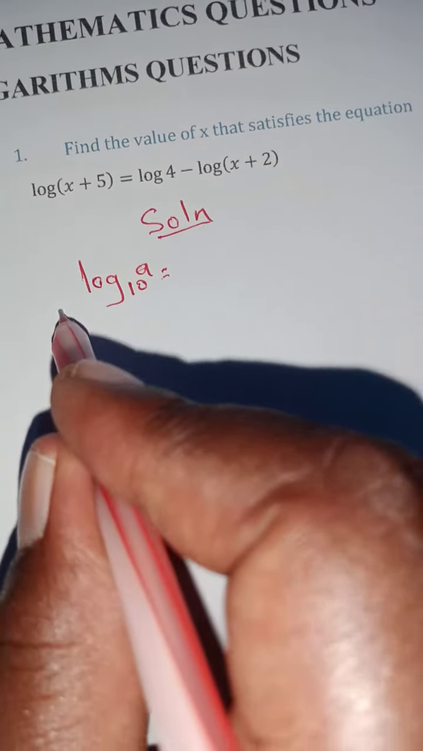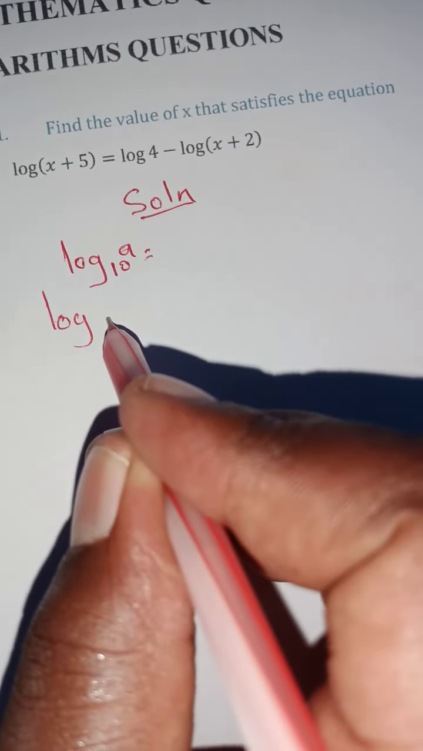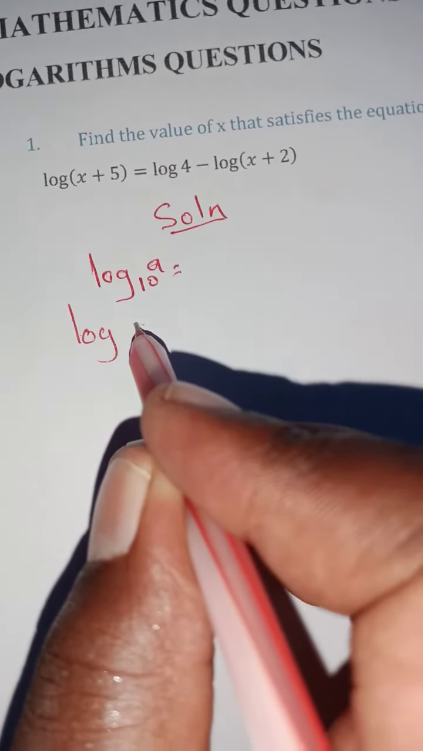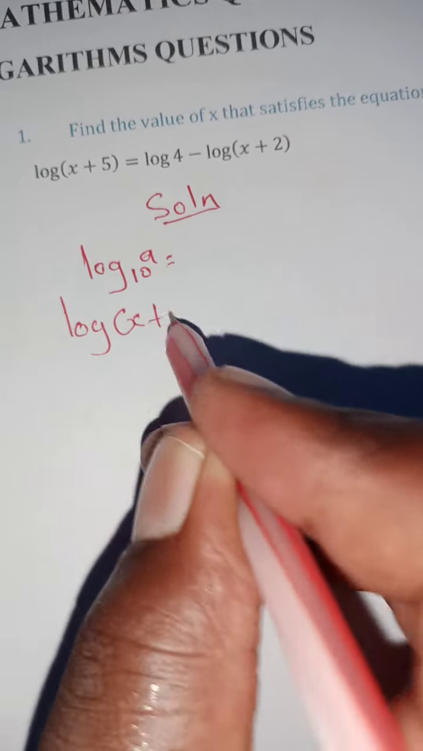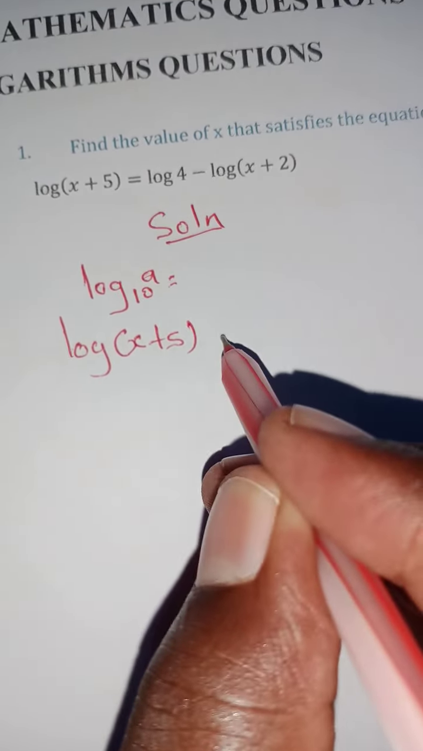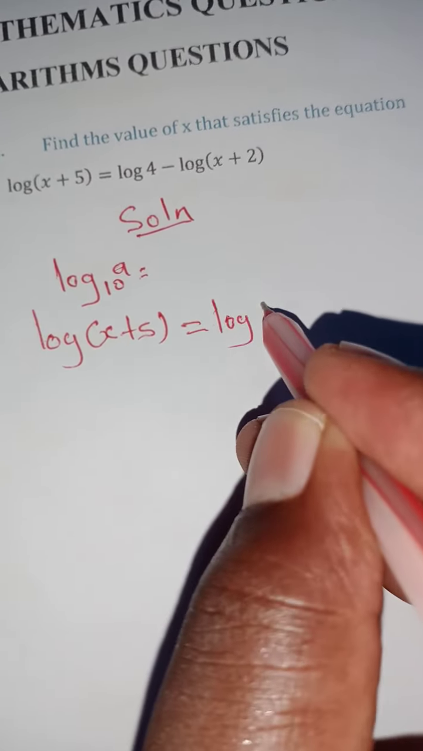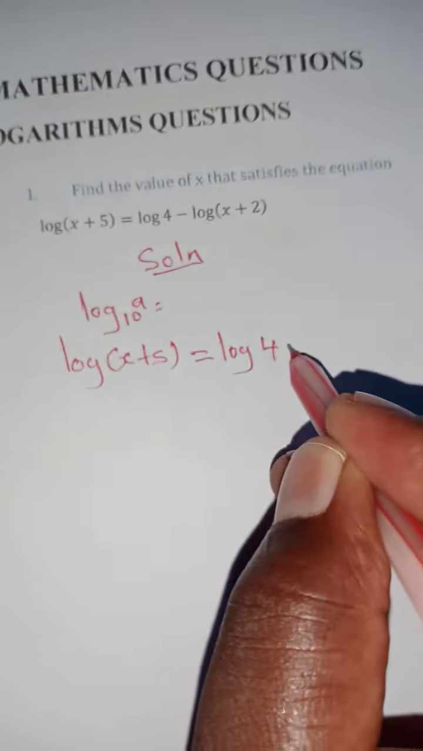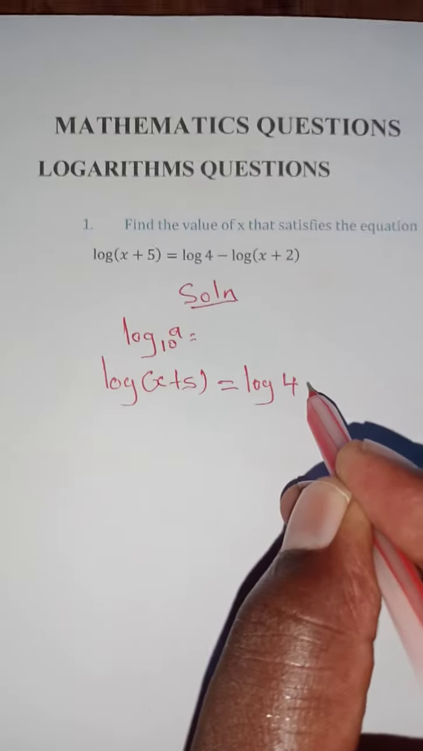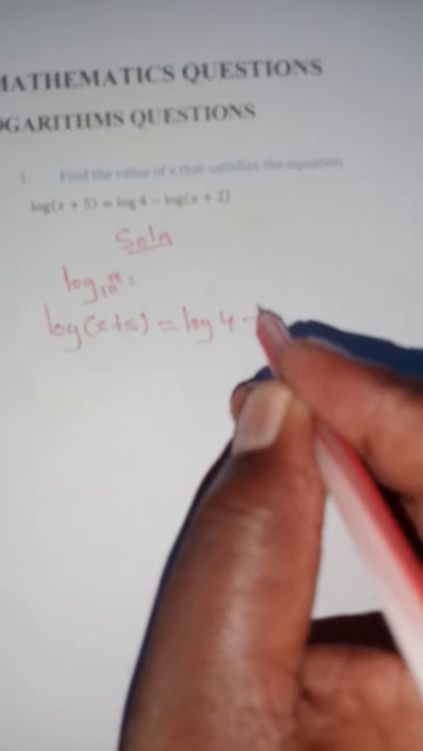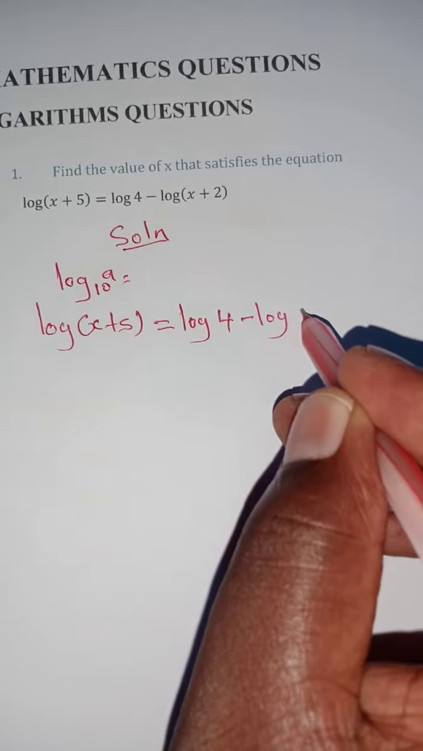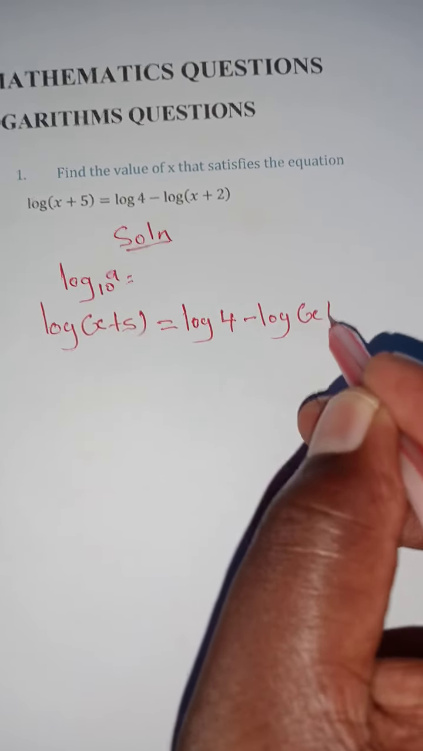So if that is the case, it will be log(x + 5) will now be equal to log 4 minus again log(x + 2).